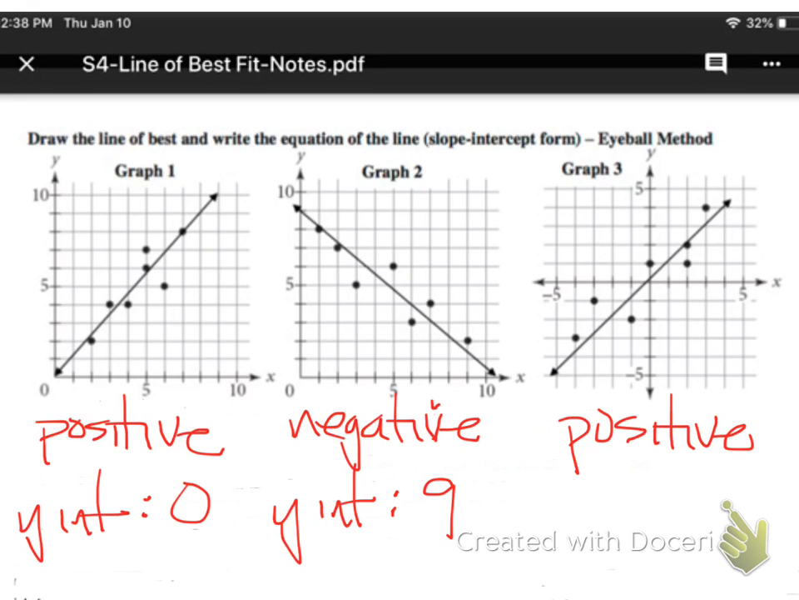And then for the last graph, the grouping of points is going up from left to right. So that would denote a positive slope. Therefore, there is a positive correlation that exists. And the y-intercept appears to be right around 0. 0 or 1 would actually work.